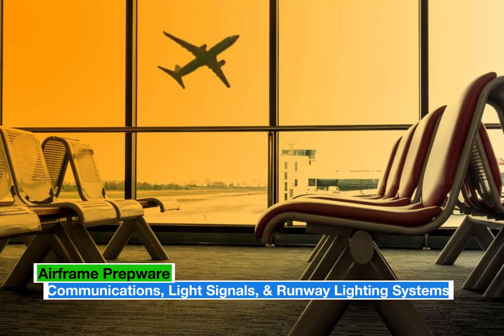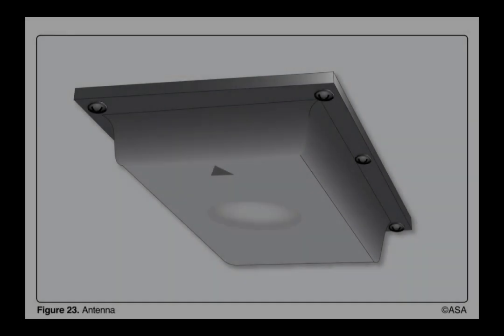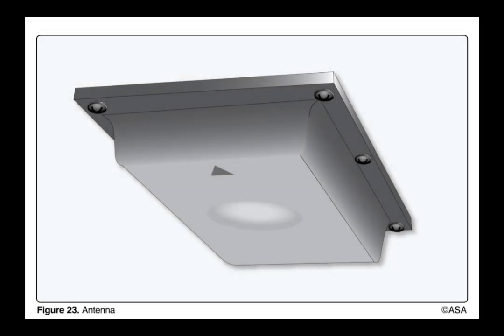When an antenna is installed, it should be fastened so that loads imposed are transmitted to the aircraft structure. Refer to Figure 23. What is this antenna used for? This is an altitude encoder used with transponders.